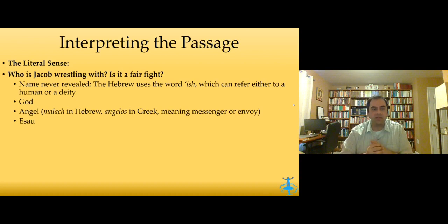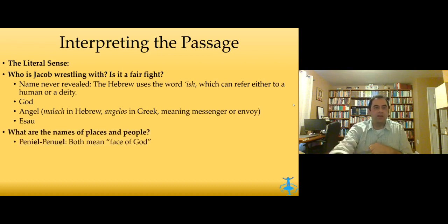So there's three possibilities, according to the literal sense, that would work, and none of which contradict one another. So then what are the names of the people and places, right? So there's two places named here, and they both have the same meaning, Peniel and Penuel. They both mean the face of God.